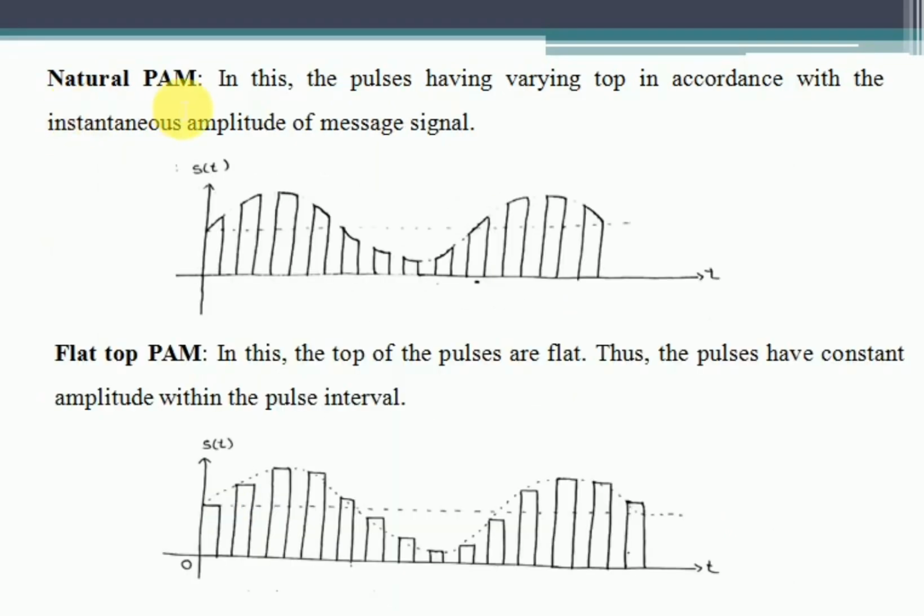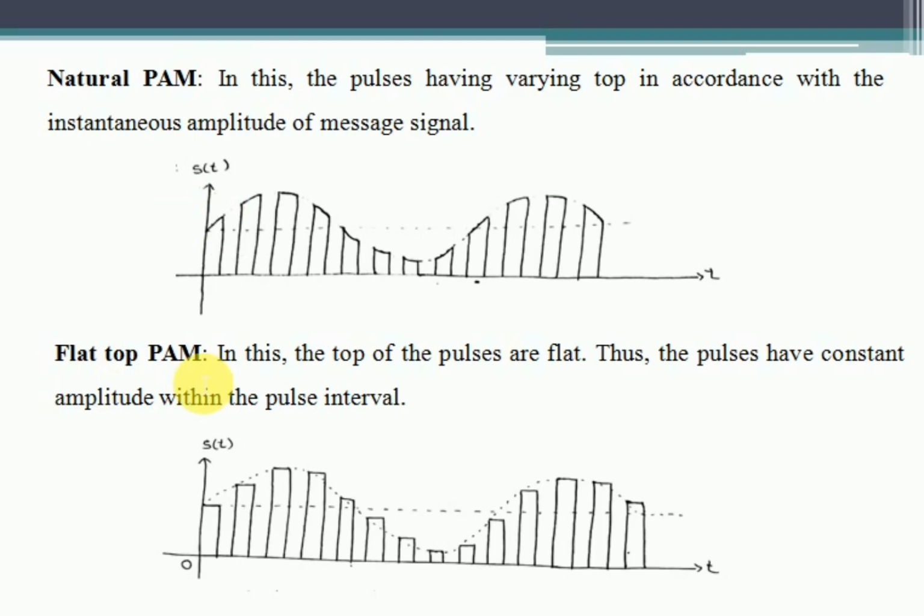Now next, see what is a natural PAM. The pulses have a varying top in accordance with the instantaneous amplitude of the message signal. So for this PAM signal, these pulses have a varying top. This is a disadvantage in the communication system. Why? Because the varying amplitude on the top of the pulses is easily affected by noise. So if you transmit this natural PAM through the channel, there may be a chance that you cannot recover your message signal from the noise, or you cannot separate your noise and message information at the receiver part.